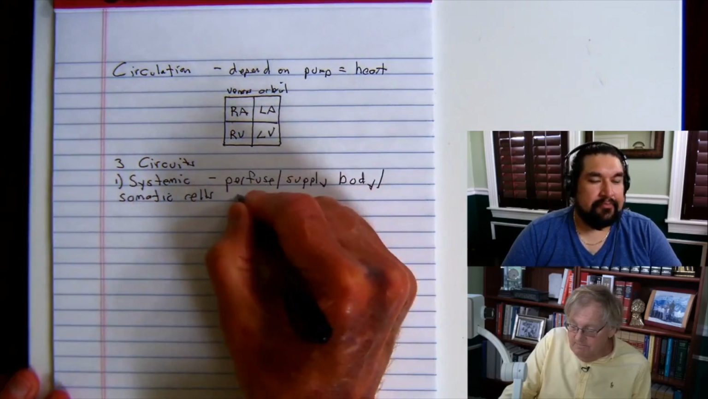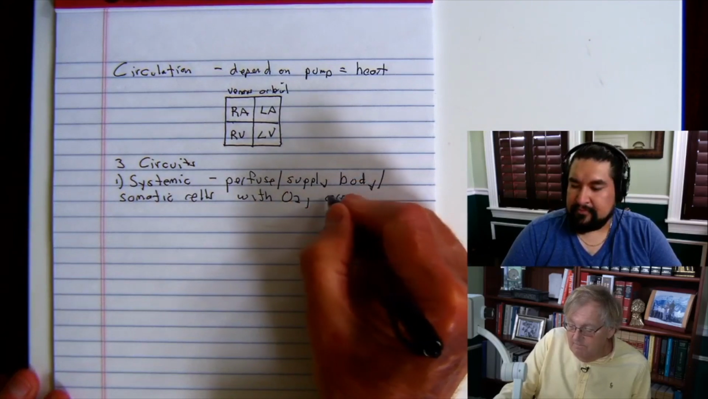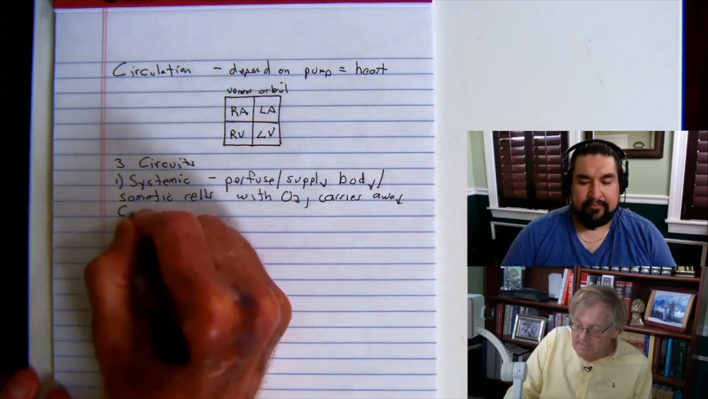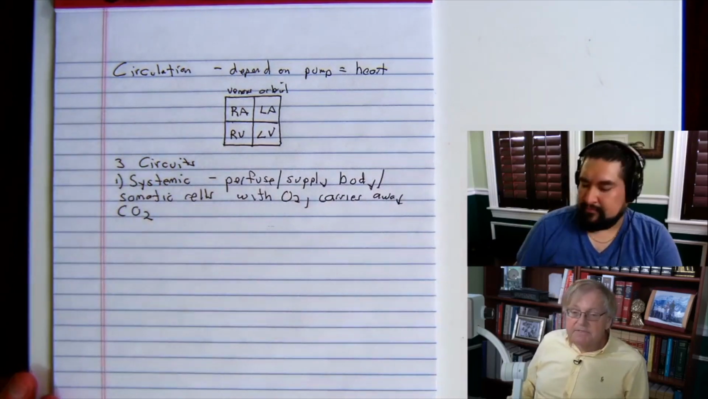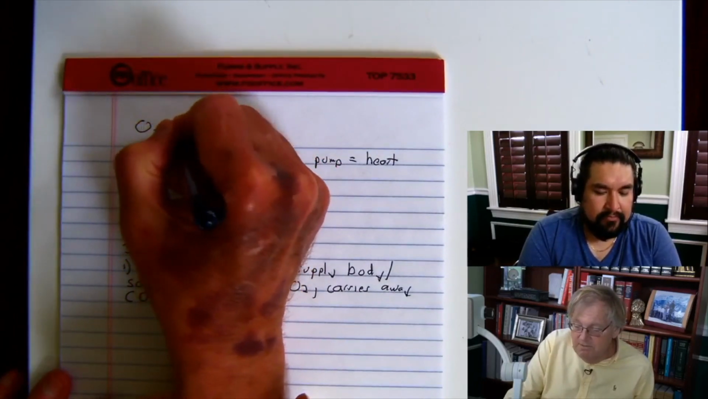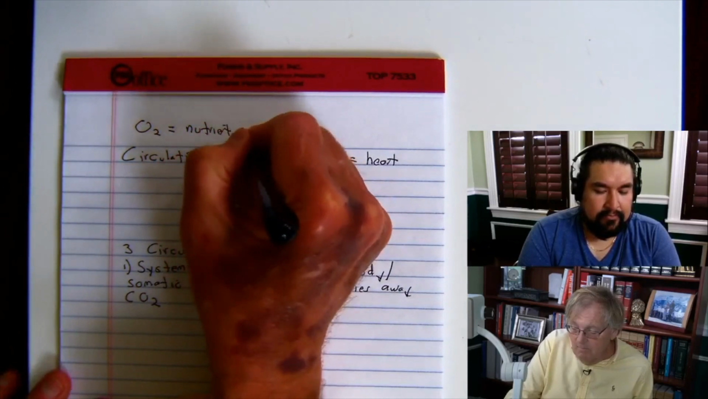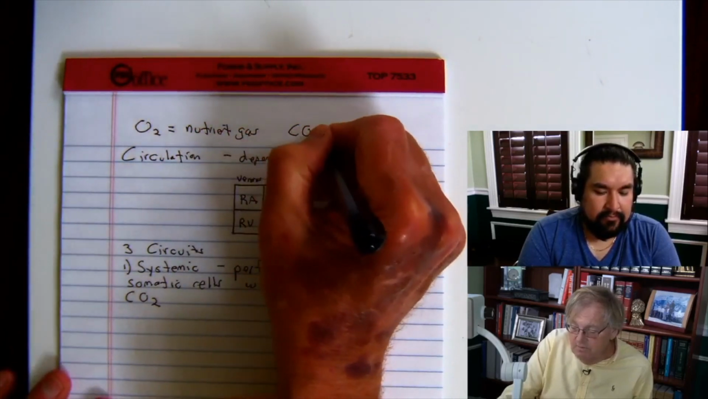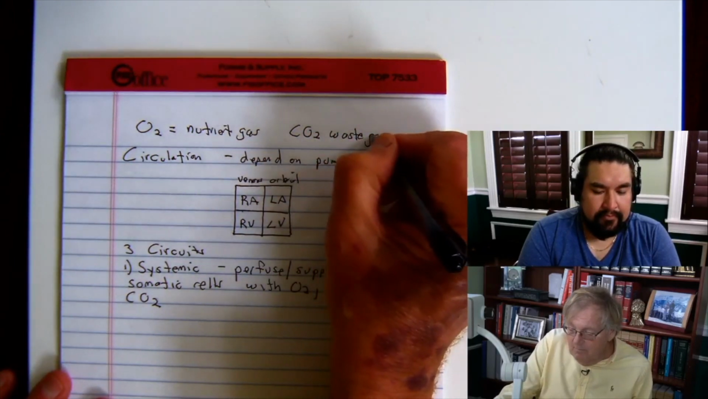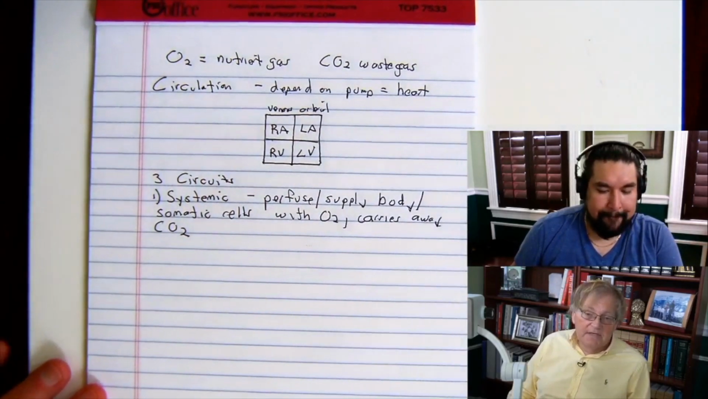with oxygen, and it carries away CO2, carbon dioxide. So I always tell people to remember that O2 is your nutrient gas, and CO2 is your waste gas. So that's my systemic circuit. So let's think where it's going to start and where it's going to end.